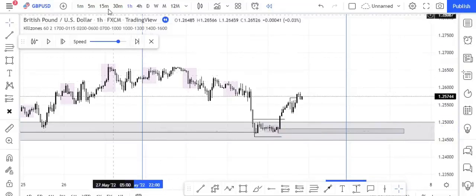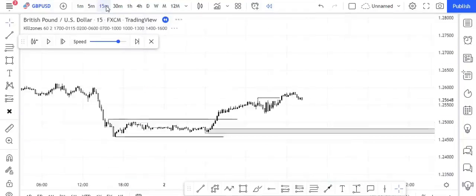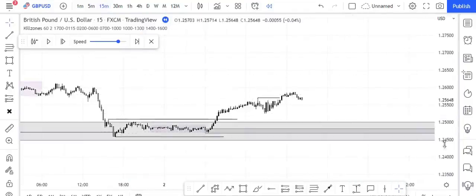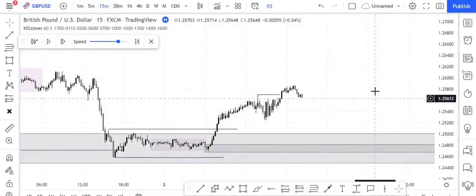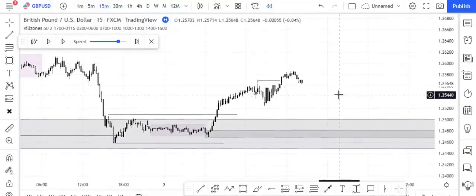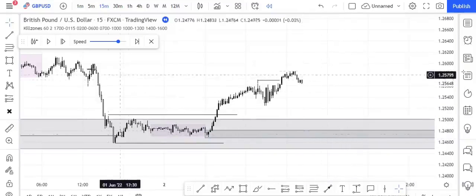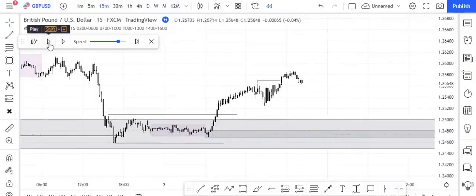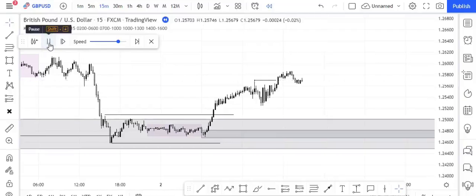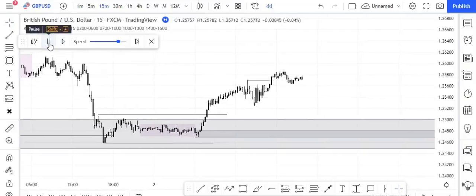So we go back to our M15. Now that we have validated our POI, let's play price. We want price to tap into this POI, and for us to take our trade from there. You can scale down to 5 minutes, 1 minute, 30 seconds if you like, but I'm going to stop at this M15. So let's play price and see what is going to happen.